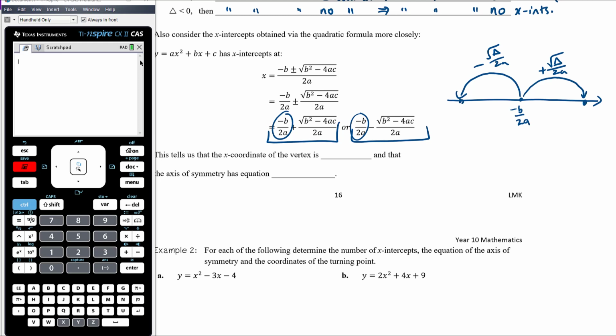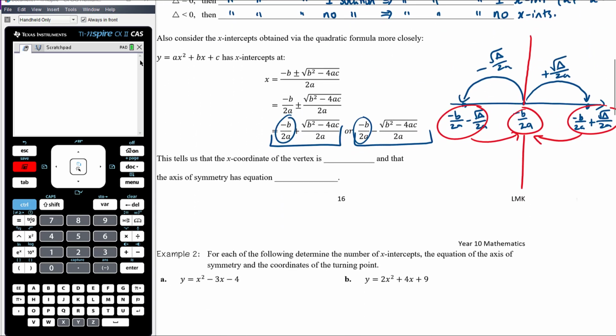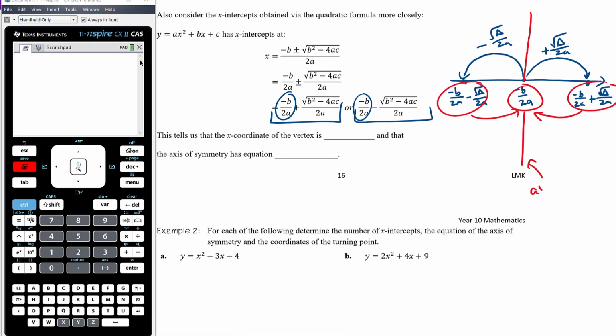So this is one of your x-intercepts, negative b on 2a, plus the square root of your discriminant on 2a, and your other one is at negative b on 2a minus the square root of your discriminant on 2a. So if you think about the symmetry of all that, the only way that happens is if halfway between these two numbers is negative b on 2a. And so that means that we automatically have our axis of symmetry.